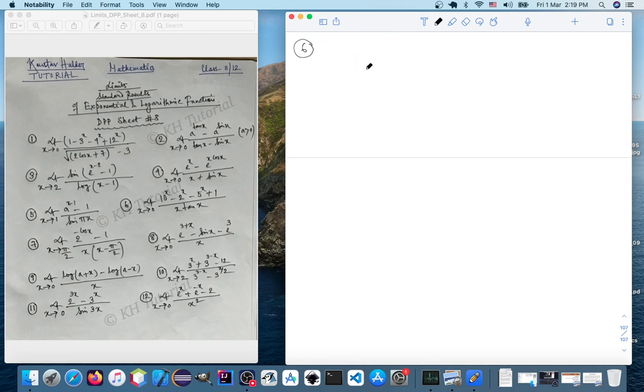It says limit x tending to 0, (10^x − 2^x − 5^x + 1) divided by x tan x. Clearly we can factorize the numerator to get two terms of the form a to the power x minus 1. This 10 we can write as 2 to the power x into 5 to the power x.